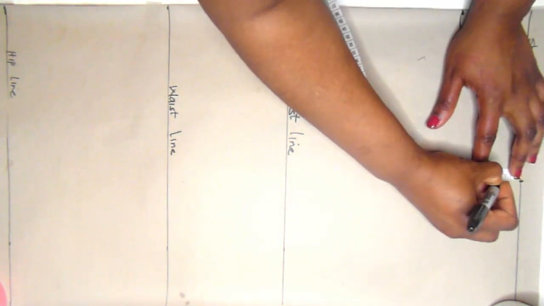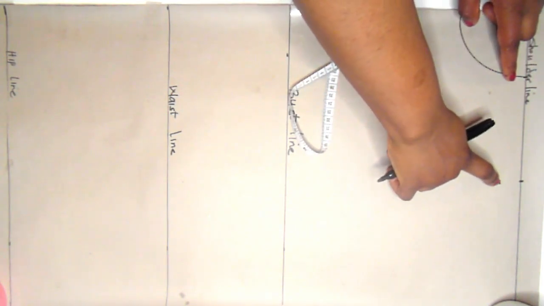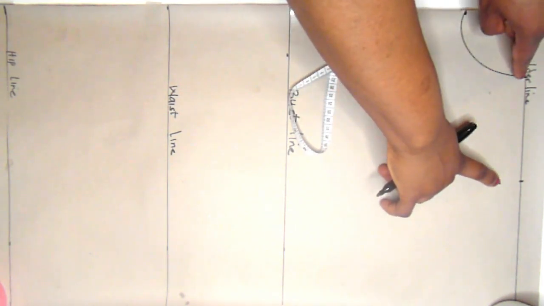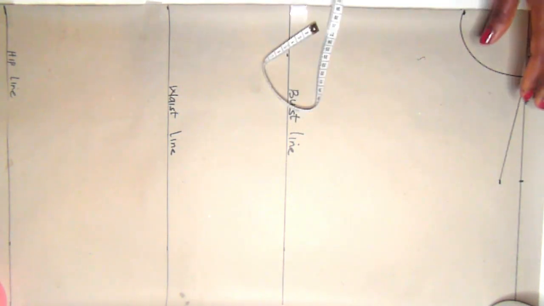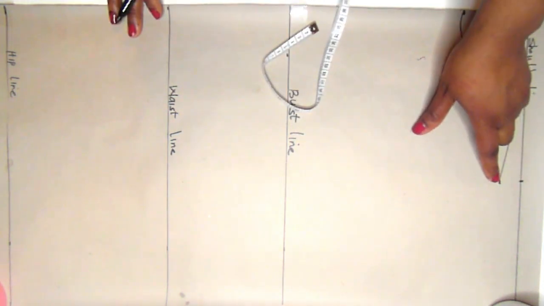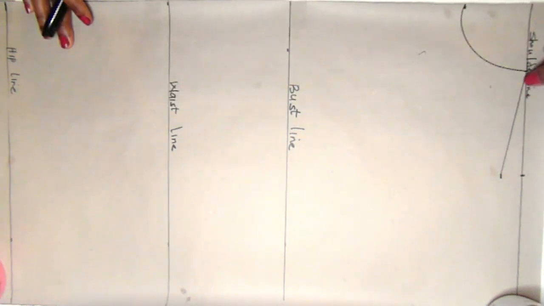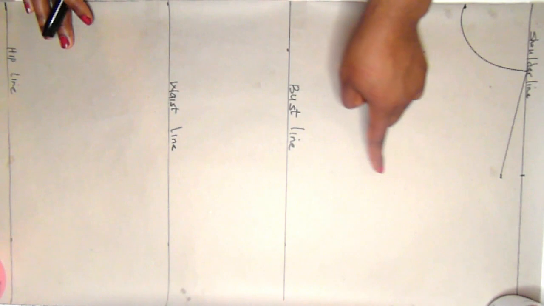The shoulder slope usually varies between 0.75 to 1.5. For this pattern I'm doing, I'll be using 1 inch. So 1 inch is now my new shoulder slope. So we're going to connect my shoulder slope, which is the new point 1 inch, to my neck points. So I'm going to do that together with the help of my ruler. So as you can see now, this is now my shoulder slope point. Draw this line out.